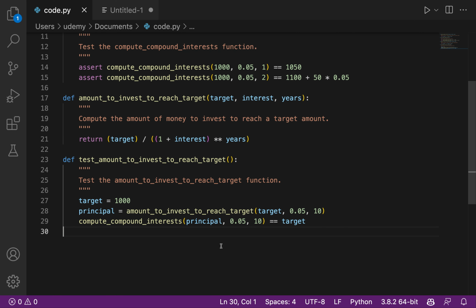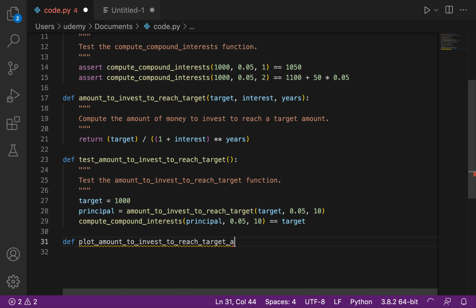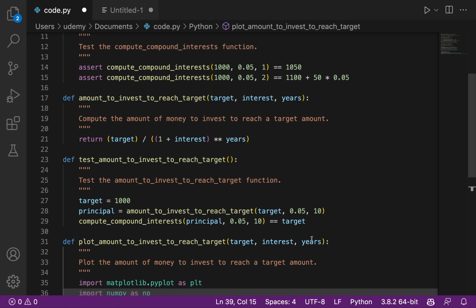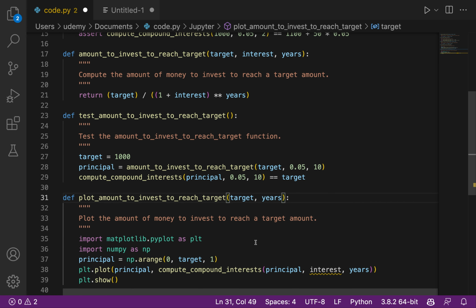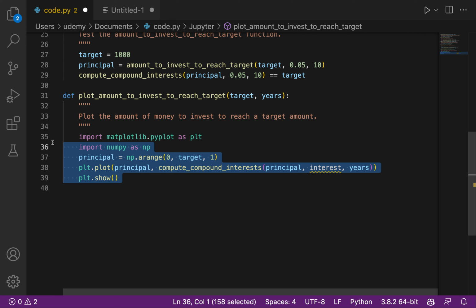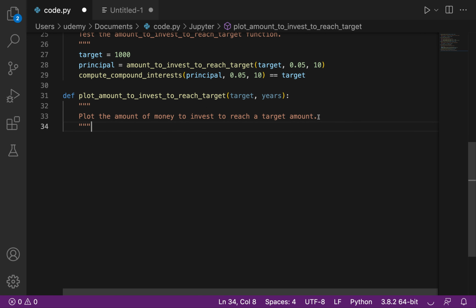Maybe we can do a last step. We will plot amount to invest to reach target. So we'll take as input the target, and we will not take as input the interest. We want this to be a function of the interest.